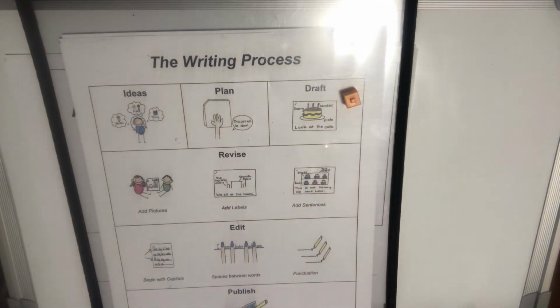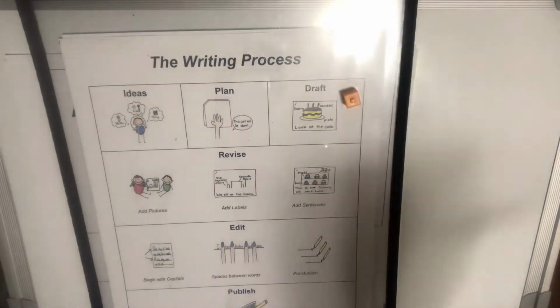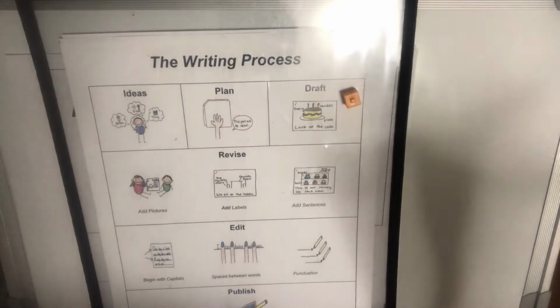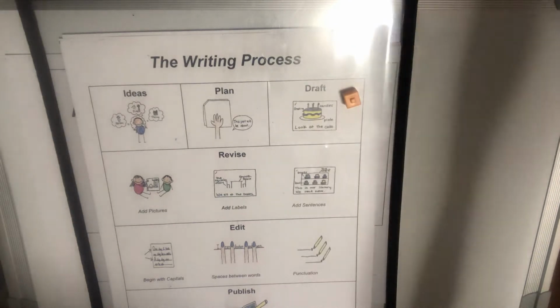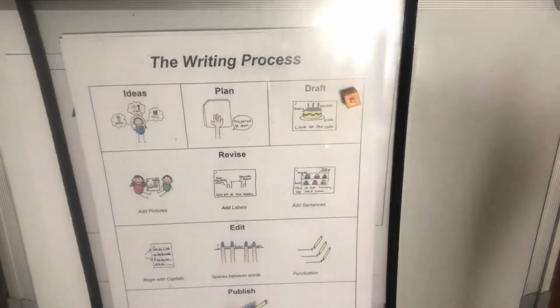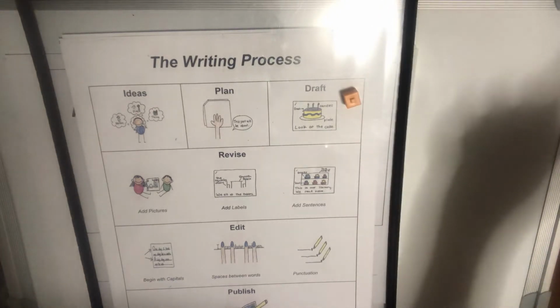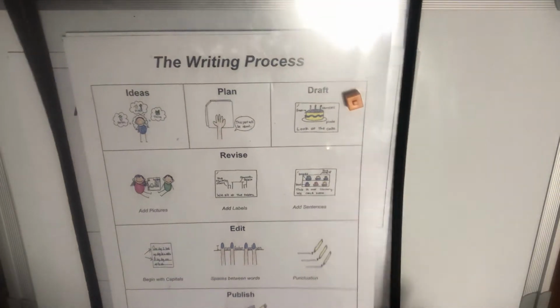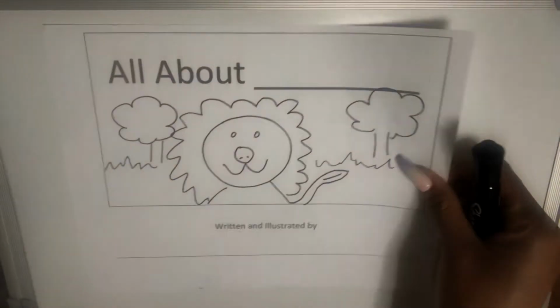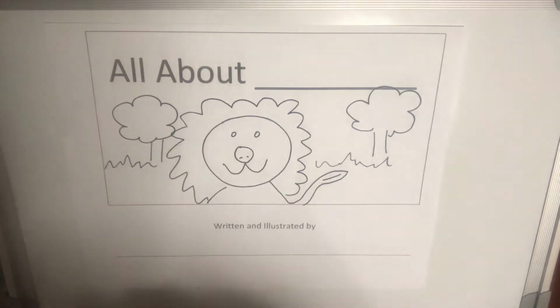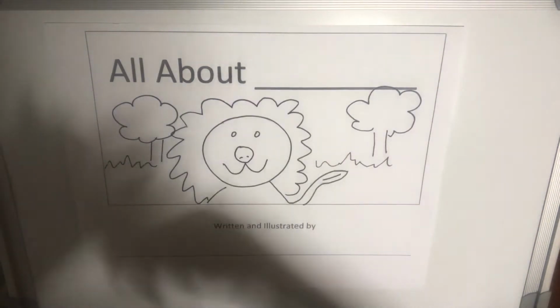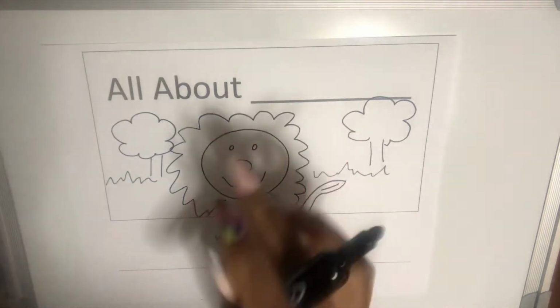And by drafting, we draw a picture. So we have to draw a picture that matches everything we said about our topic. Not only do we have to draw a picture, we have to add, yes, labels and a sentence. So let's see if we remember what I said. On my first page, I am going to put all about lions. I'm going to draw my lion. Look, I'm drawing my lion. See my lion? And I'm going to write all about lions right there.